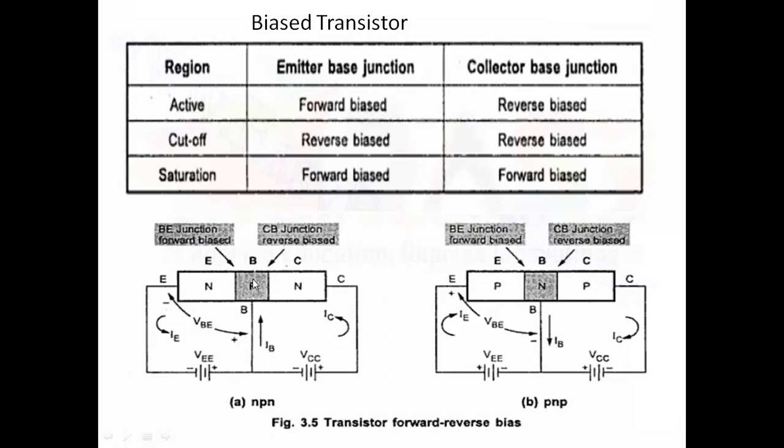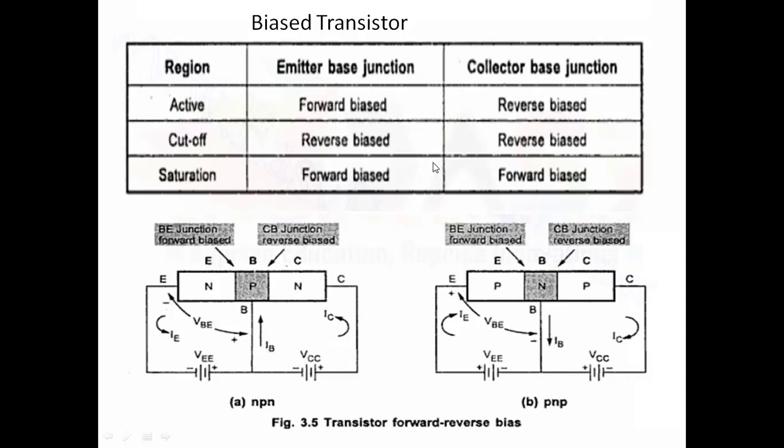Coming to the collector and base, the collector here is positive. The collector and base junction is always reverse biased. That's why the collector is connected to the positive terminal of the battery, and the negative of the battery is connected to the base, so this is a reverse bias. So the emitter and base are forward biased, and the collector and base region is always reverse biased. Only then can we say the transistor is operating in the active region.